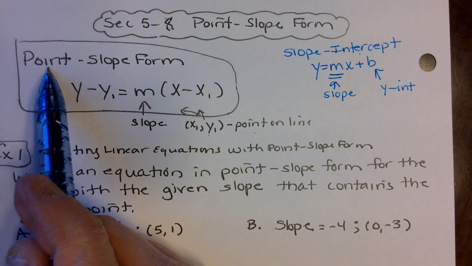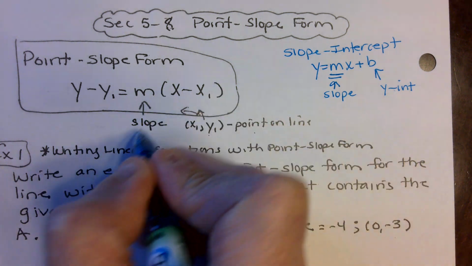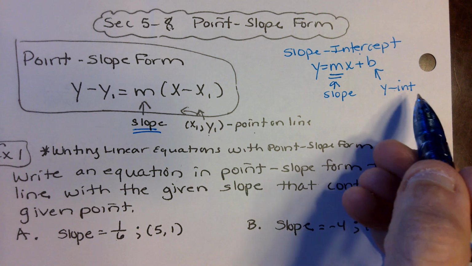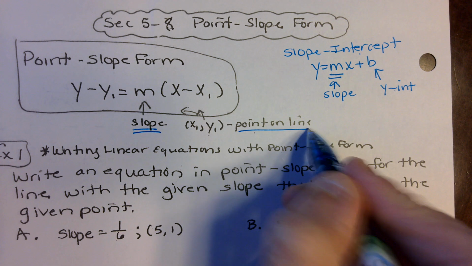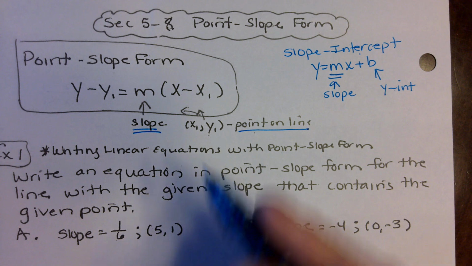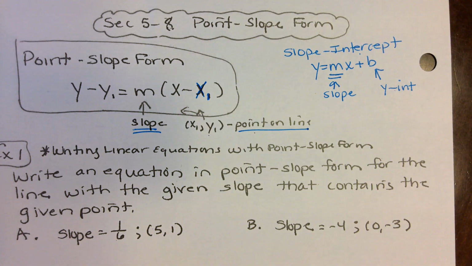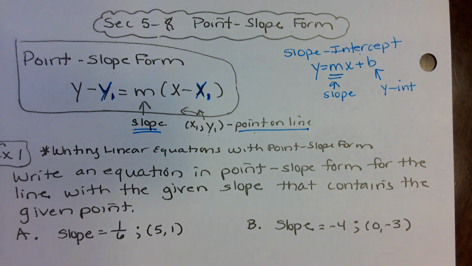Well, guess what? Point slope. The reason they call it point slope is because you have the slope, and now, instead of a y-intercept, you have a point on the line also in here. And you're like, well, where? Well, it's right here, and I'm going to highlight, darken it. Here's your x, and here is your y.